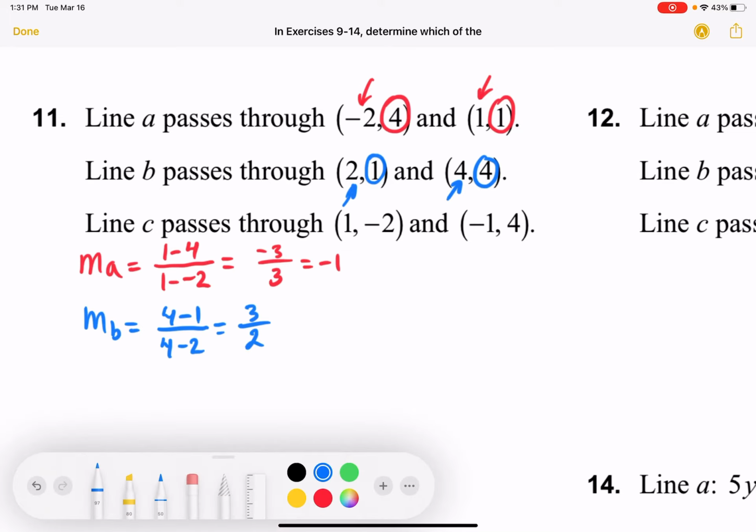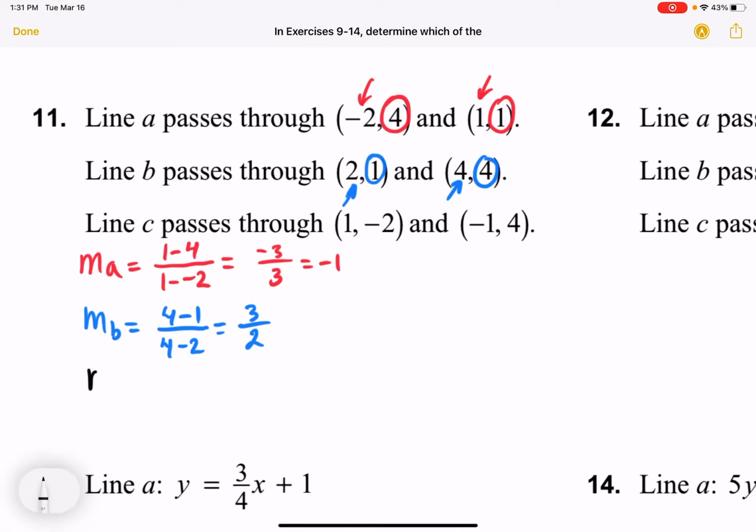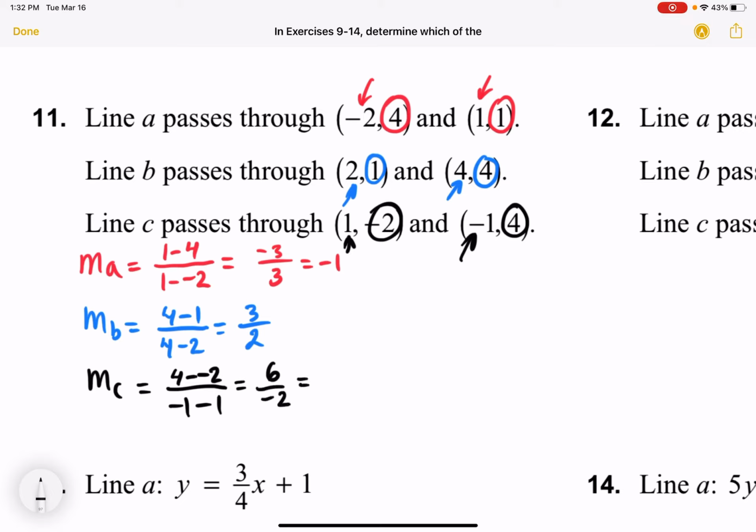And then finally, the slope of line C, the difference between the y's, 4 minus negative 2, and then the difference between the x's. This is going to give us a total of 6 divided by negative 2. 6 divided by negative 2 would be the same thing as negative 3.